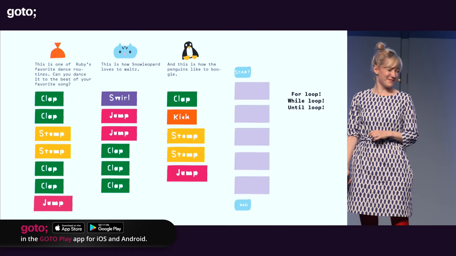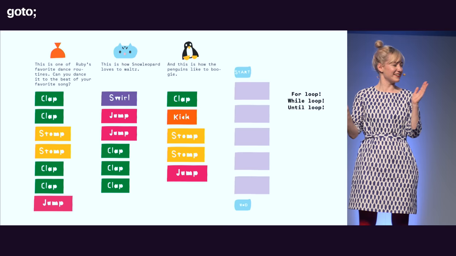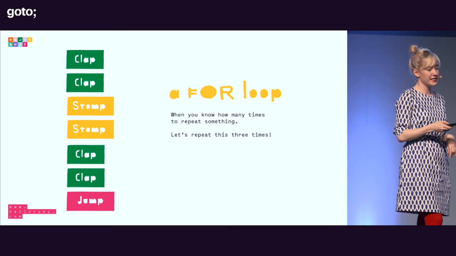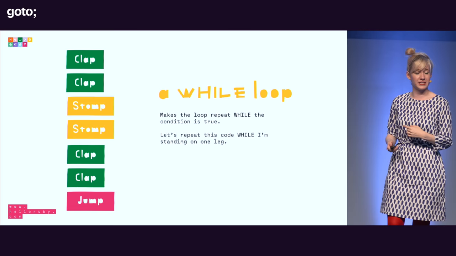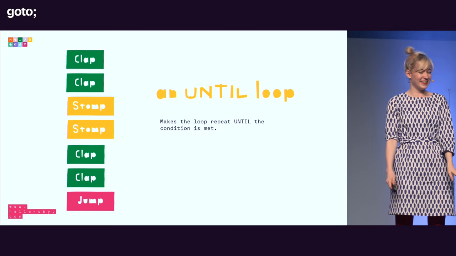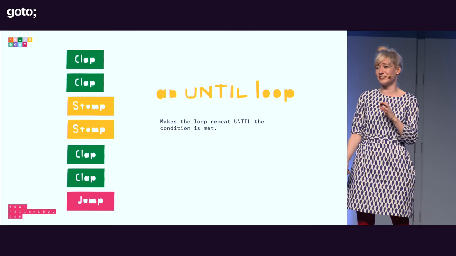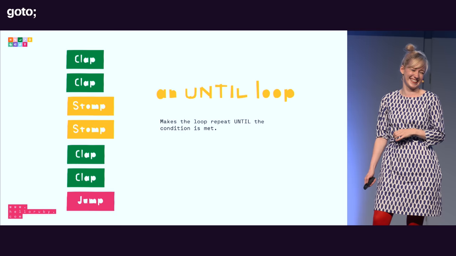So Ruby's favorite dance movement is this. She goes, clap, clap, stomp, stomp, clap, clap, and jump. And with the kids, we practice a for loop by repeating this sequence of dance movements 5 times. And we practice a while loop, where you repeat the sequence of dance movements while a condition is true. So while I'm standing on one leg, the kids keep dancing. And then finally, as homework, they get the until loop, which is where you repeat the sequence of movements until a condition is met. So until mom gets really, really frustrated, the kids keep dancing.